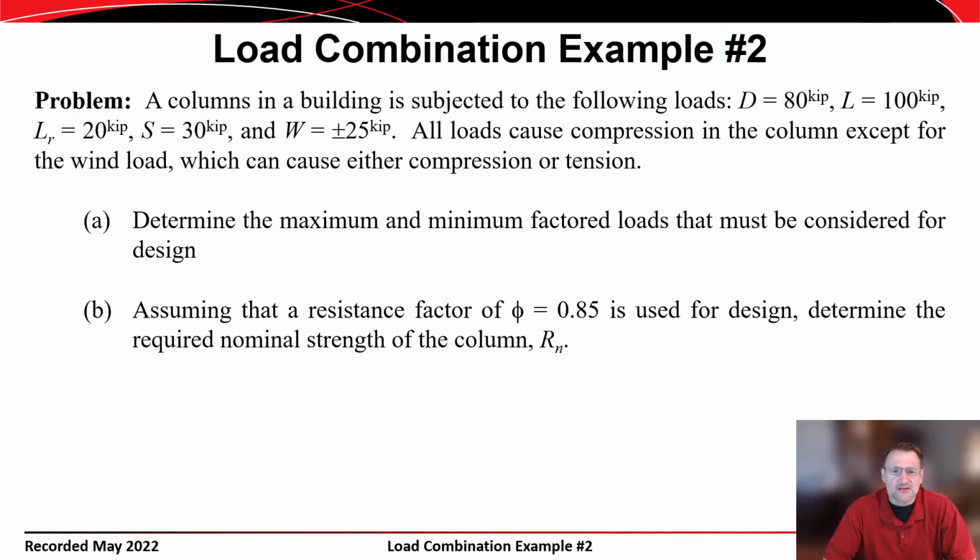All of the loads cause compression in the column except for the wind load, which can cause either compression or tension. The objective of this problem is to first determine the maximum and minimum factored loads that must be considered for design, and then, assuming that we have a resistance factor of 0.85 used to compute the design strength of the column, we want to determine the nominal strength that's required, R sub n.